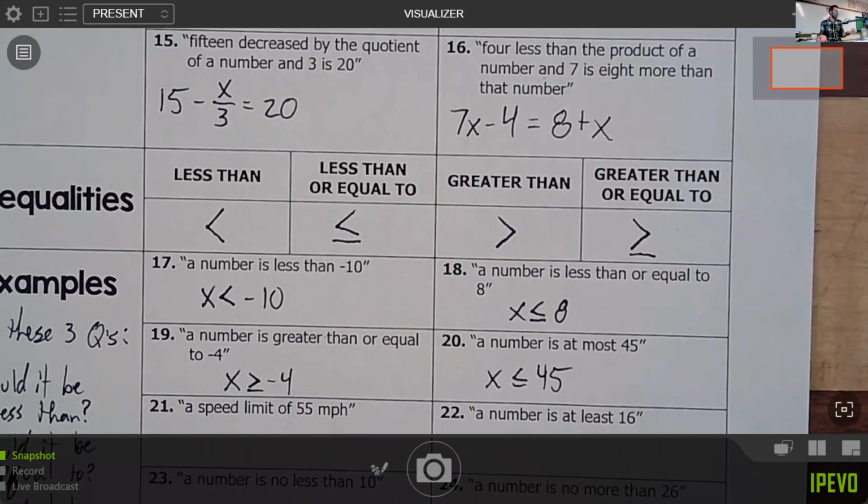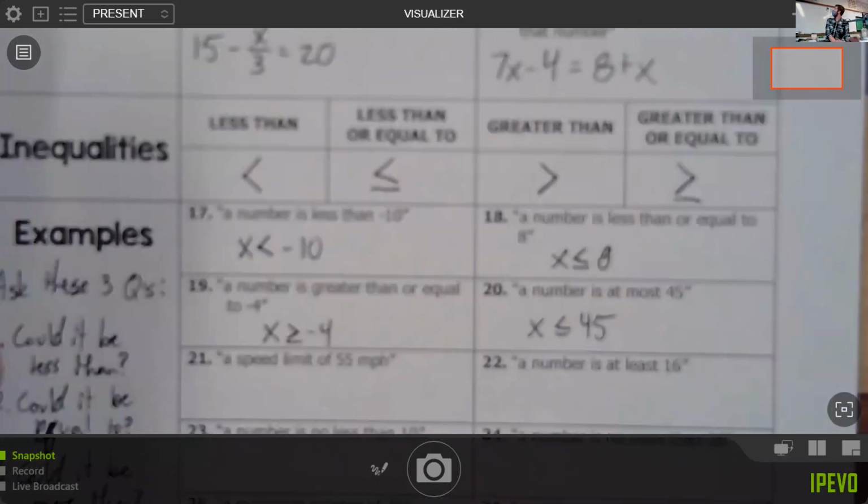So if you read those words and it doesn't give you less than, greater than, less than or equal to, or greater than or equal to, ask yourself those three questions. Could this number be less than that one? Yeah, it could. Could it be the same? Definitely. How about a speed limit?